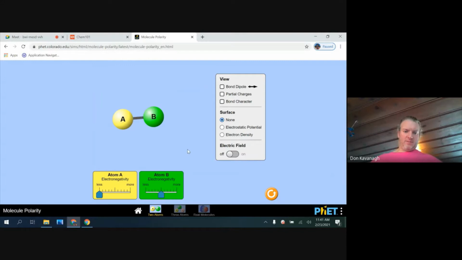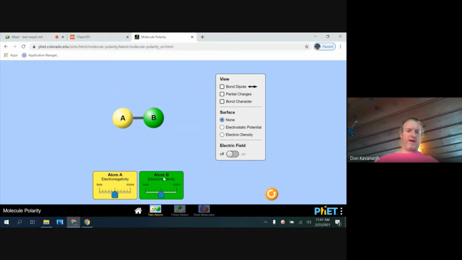So elements A and B, we can adjust the electronegativity value for atoms A and B. Right now, let's make them equal in electronegativity. So we're not giving them a value. I shouldn't even say value. It's not like it's 1.5 or 2.5. They're just relative to each other right here.